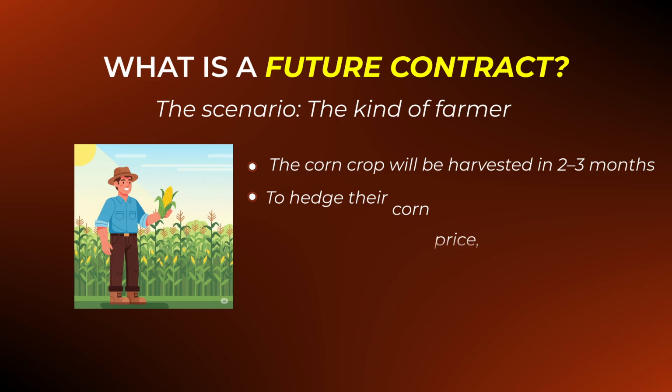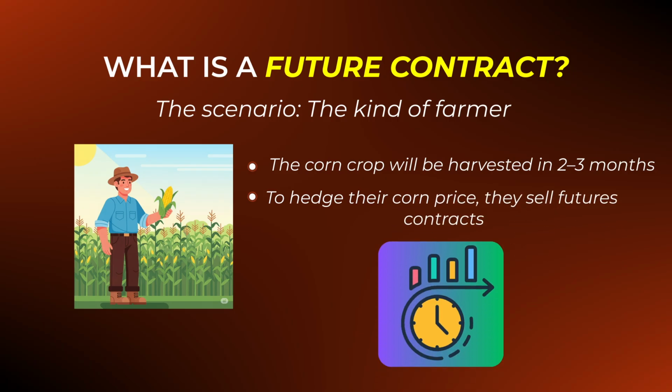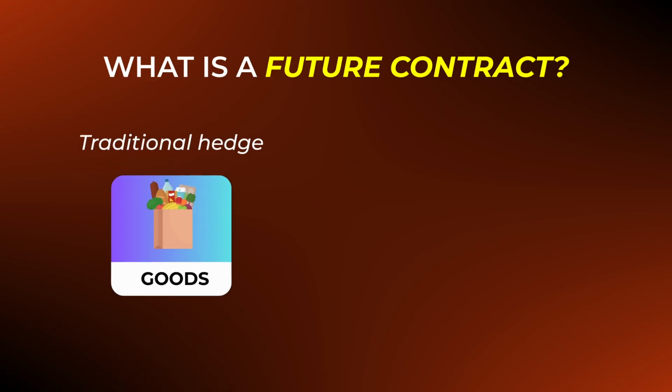And so to hedge that crop, right, because their crop is bullish, that's how they're going to get money. They're going to try to sell it for a certain price. So to hedge it, what they would do is go into the futures market and sell some futures contracts that represent a certain amount of hedge on their corn. And that's a traditional way of using futures contracts.